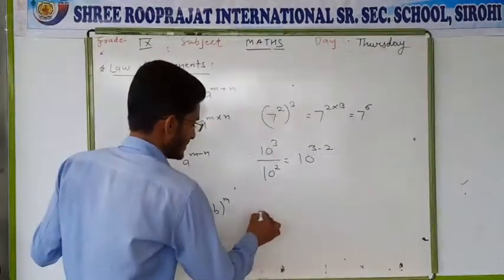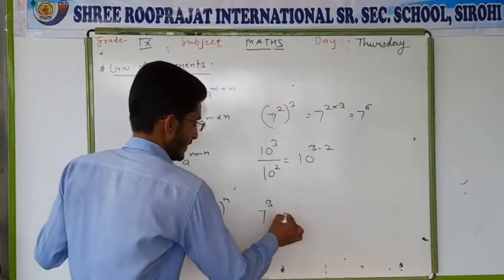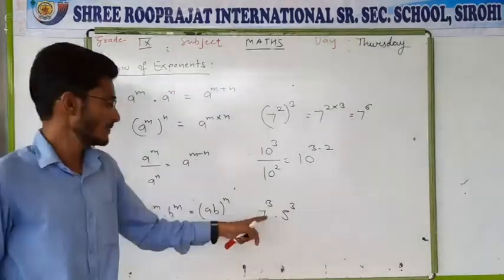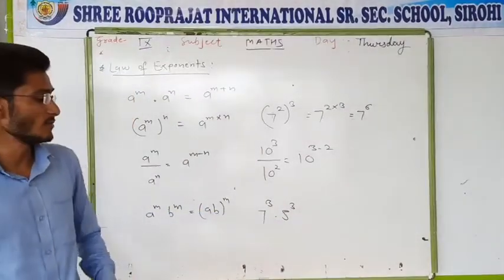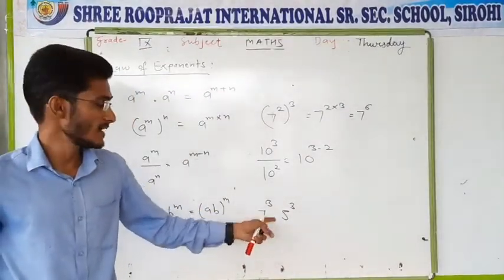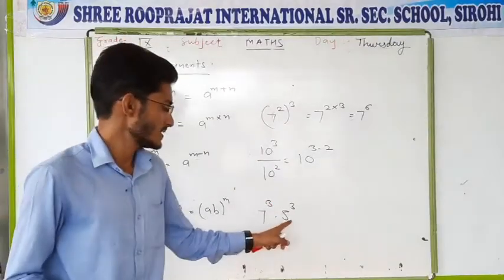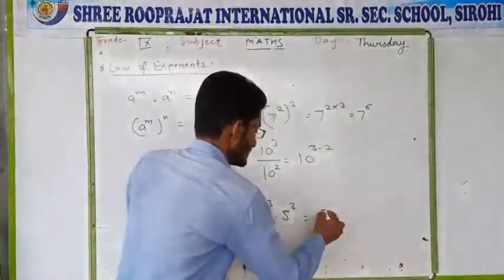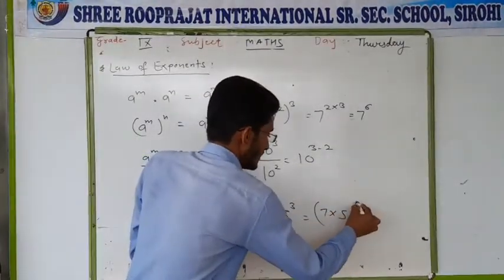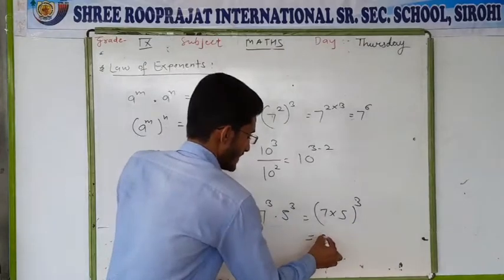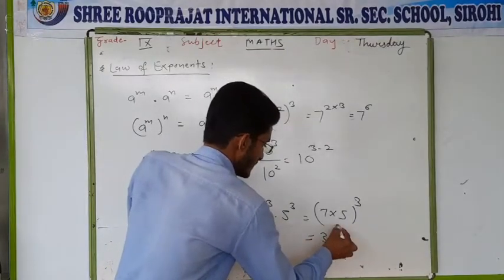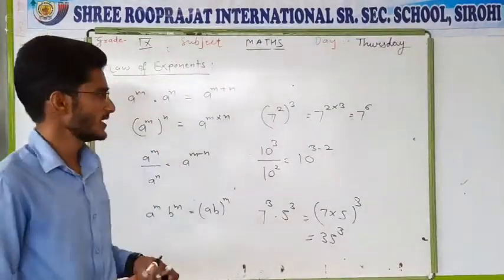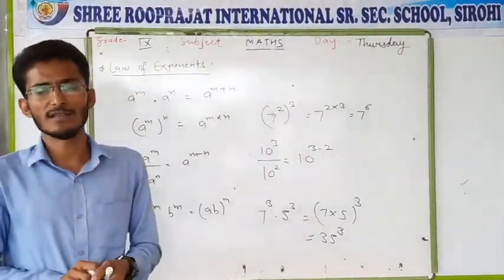Suppose you talk about an example, 7 to the power 3 and 5 to the power 3. These are the two exponent forms. The bases are different, 7 and 5, and the exponent is the same. In that case you have to just multiply 7 into 5 and the power will remain the same. So here you will get 35 to the power 3. Okay, so these are some laws of exponent. Using this we will solve the next exercise.